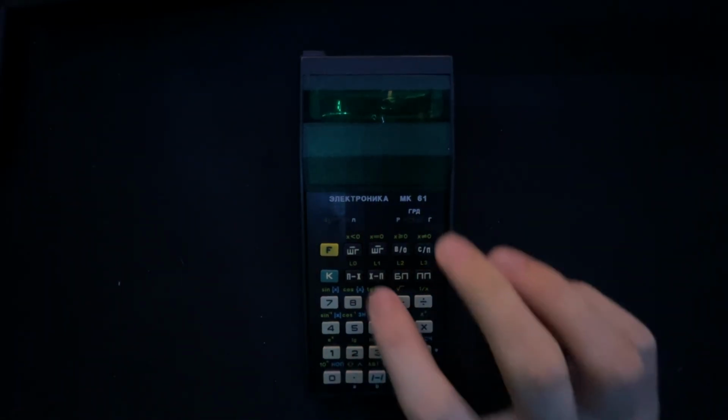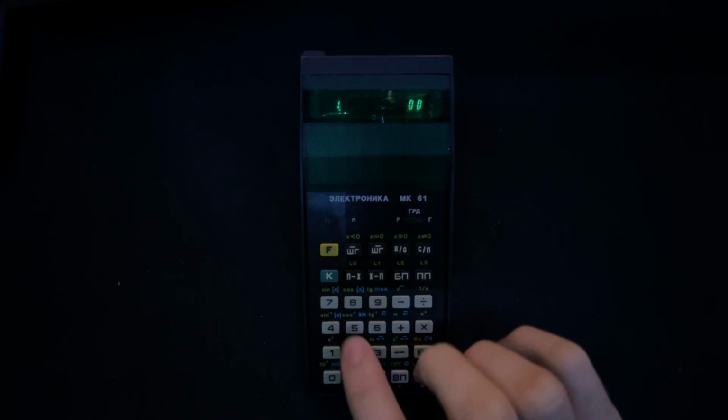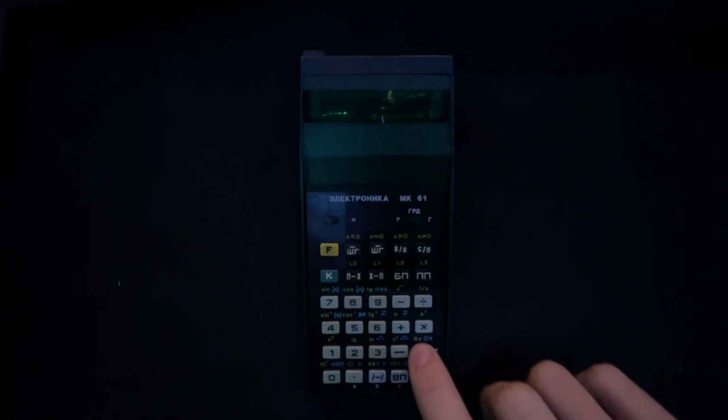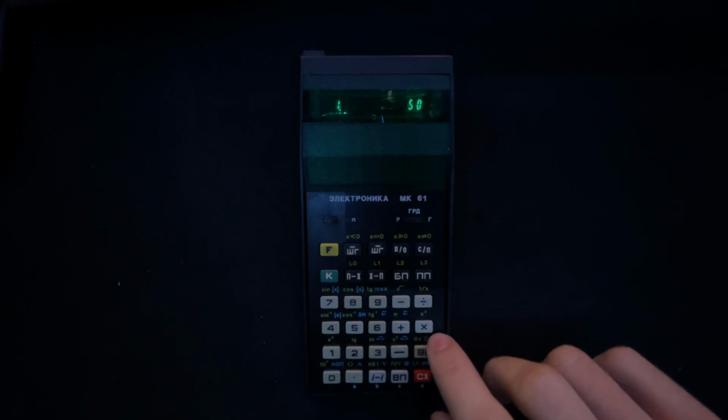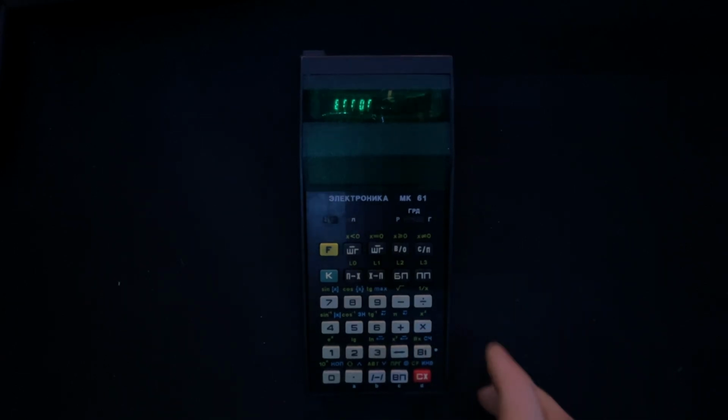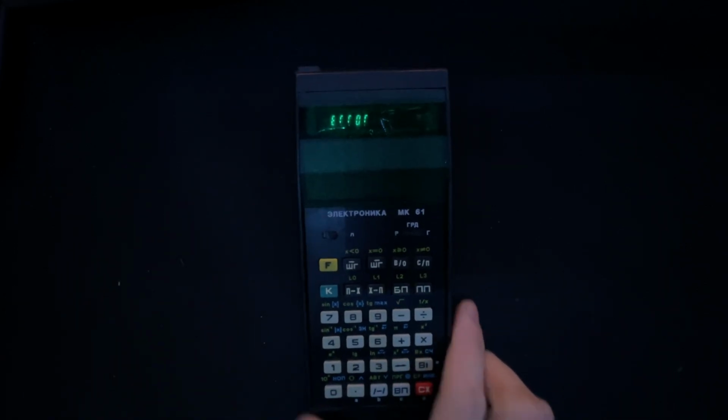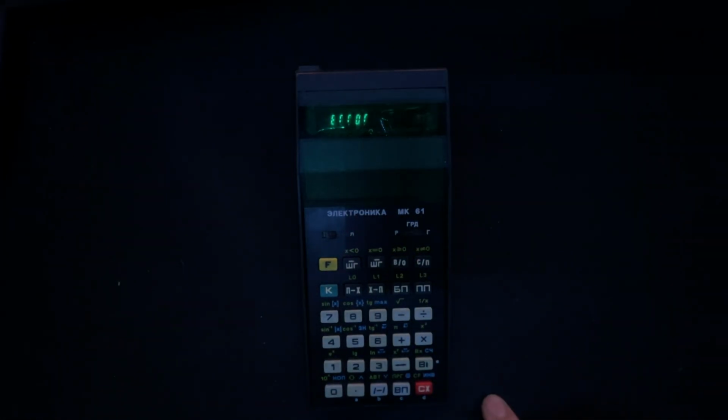Let's say I do 1 times 10 to the power of 50. And then I multiply that by itself. Get the error, right? Because that's 1 times 10 to the power of 50 times itself, which equals 1 times 10 to the power of 100, which is above the limit for this calculator. But it's actually lying to you. It can store that number. It just gives an error.